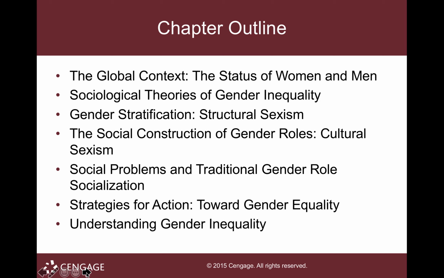And the chapter outline is as follows. First, we're going to discuss the global context. Then we'll discuss the sociological theories of gender inequality. Then we'll move on to gender stratification. Then the social construction of gender roles, cultural sexism. Then we'll move on to social problems and traditional gender roles and socialization. Then we'll go on to strategies for action, and finally move on to understanding gender inequality.